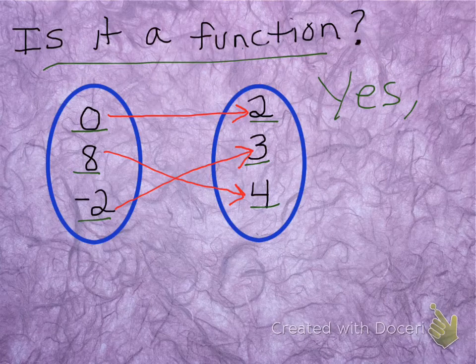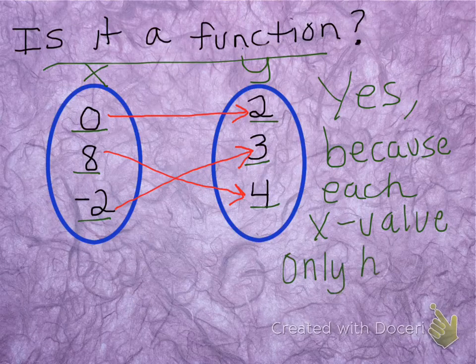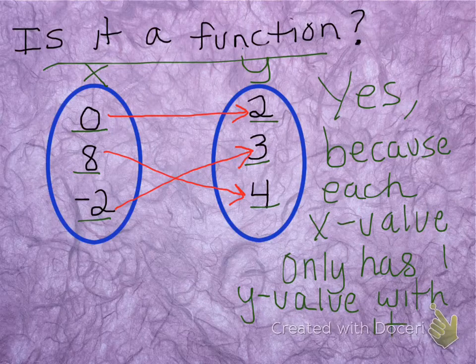Because when we push each button, we're only going to get one output from it. So the easiest way when you look at a mapping diagram to tell this is because there's only one line coming off of each x value. Remember, this bubble is your x value, this one is your y value. So we're going to say yes because each x value only has one y value associated with it. In other words, like I said before, only one line coming off of each x value. All right, let's look at another example.